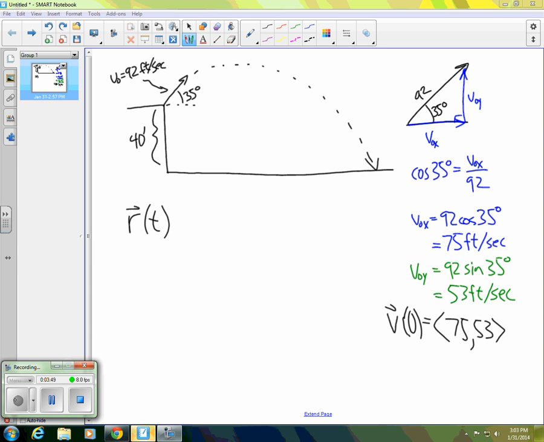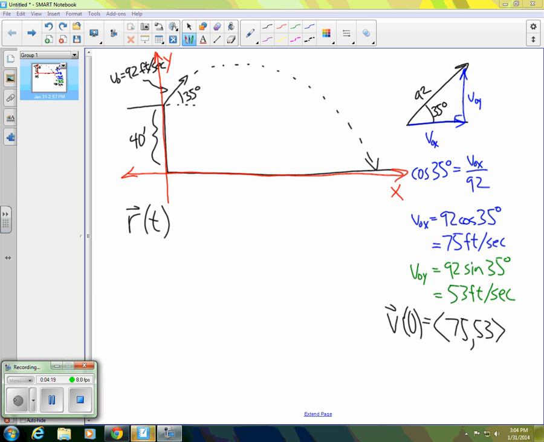Now we're ready to figure out what our r of t equation looks like. Before we do, we need to put in a coordinate system, in the standard way we'll always use. We'll put the y-axis vertically through the point where the projectile is launched. So there's our y-axis. And we'll put the x-axis at ground level. So there's the x.